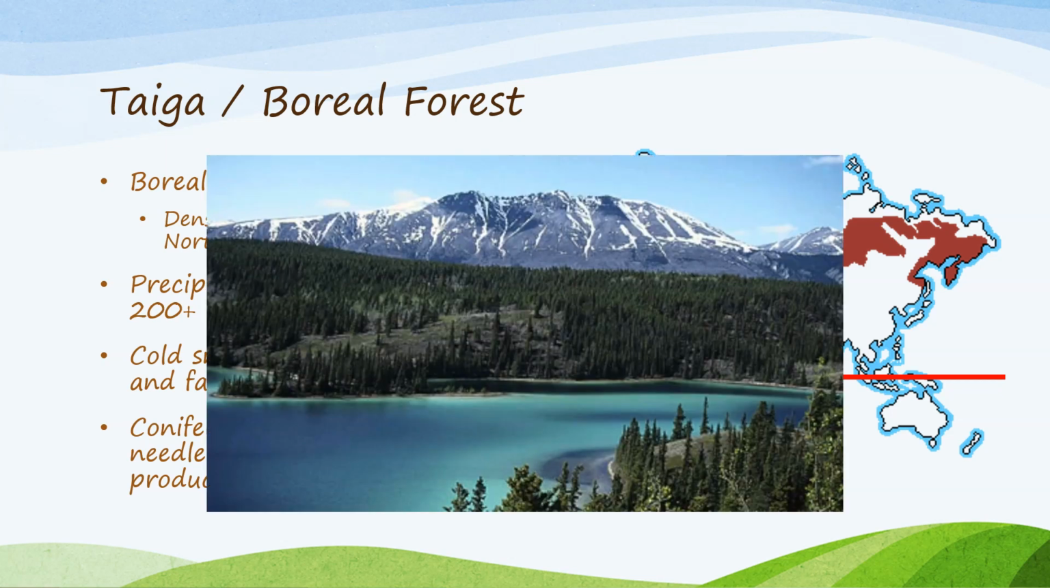This is a picture of a typical taiga or boreal forest. So oftentimes these areas can be kind of mountainous. Notice there are lots and lots of coniferous trees, those pine trees there. There might be some nice lakes and rivers, and there's some snow up on those mountains there. So this would be a very nice taiga or boreal forest.